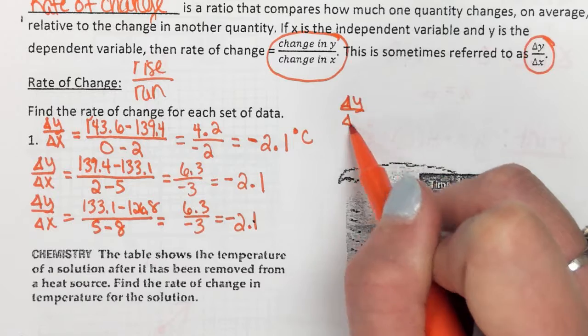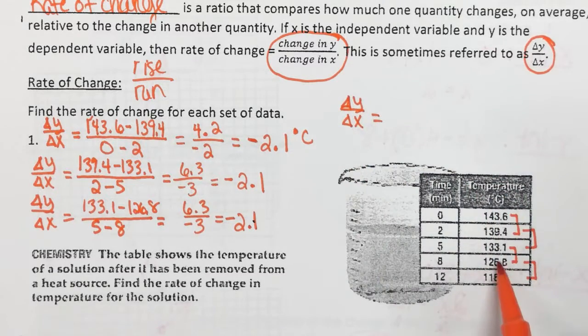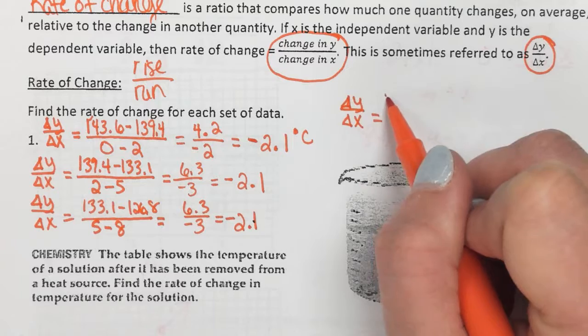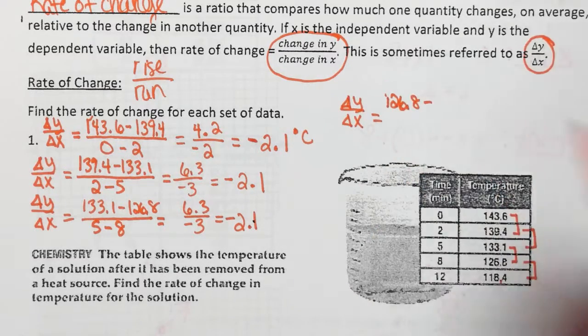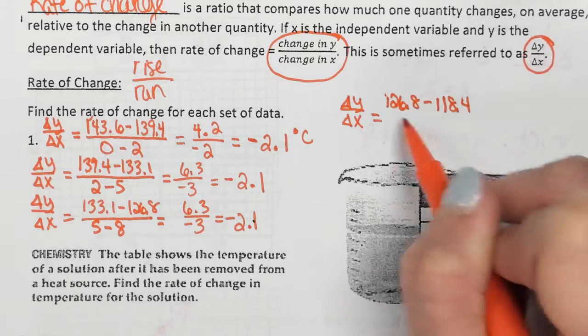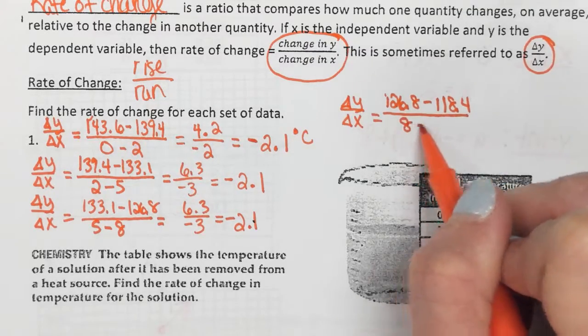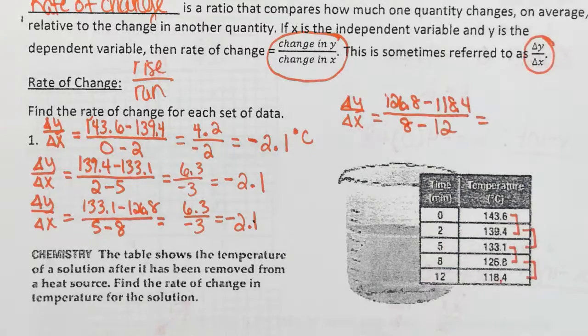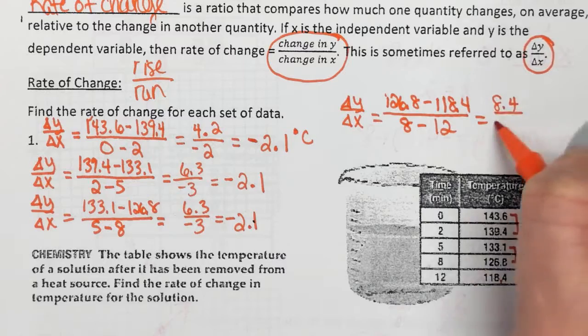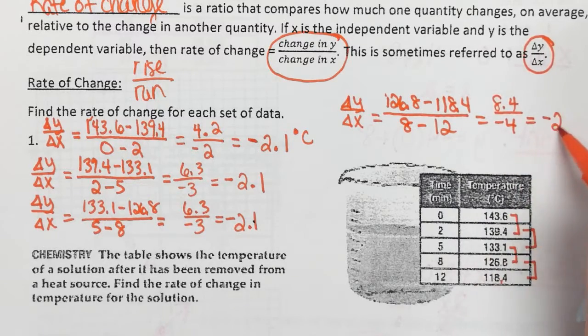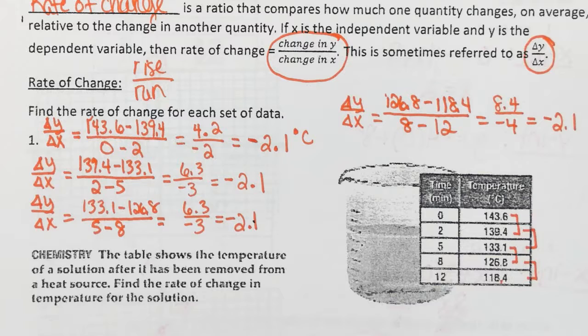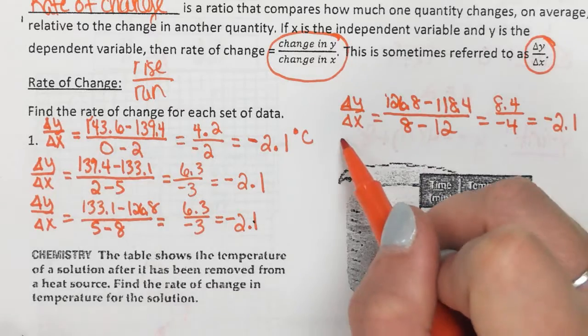Changing y over changing x. Last two. So 126.8 minus 118.4. The only thing that matters is that you pair them up. What's the x that goes with 126? 8 minus 12. All right, subtract them. What do you get? 8.4 over negative 4. There you go. Are they all the same? So is this a constant rate of change or not a constant rate of change? There you go. That's all you got to say.